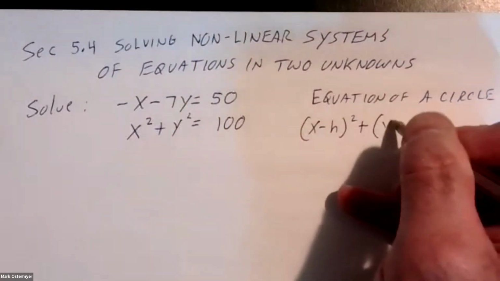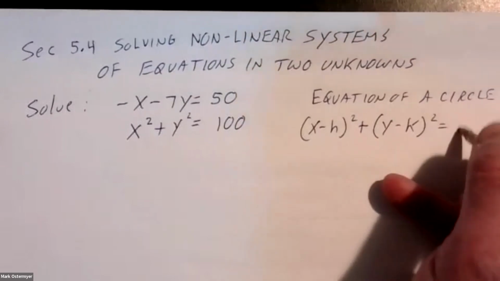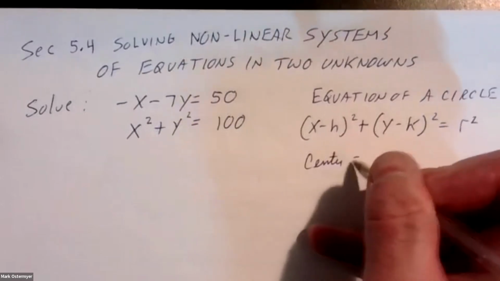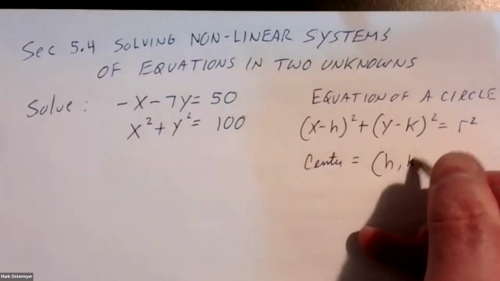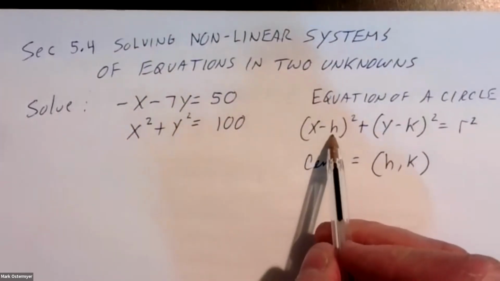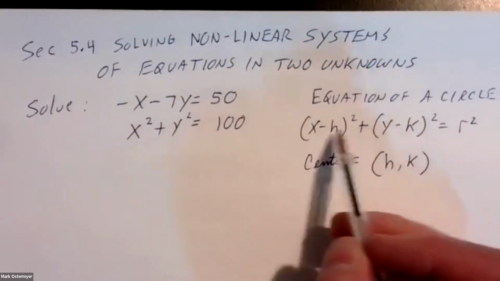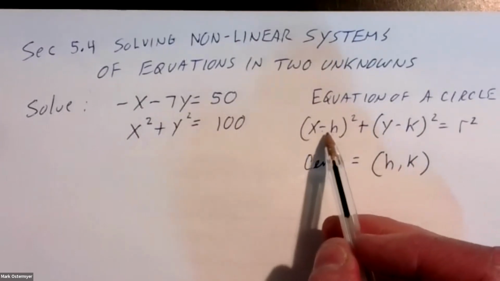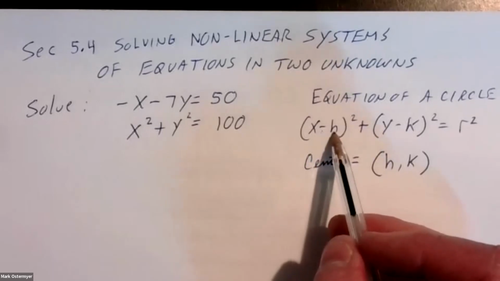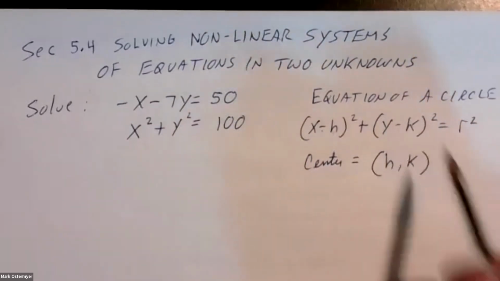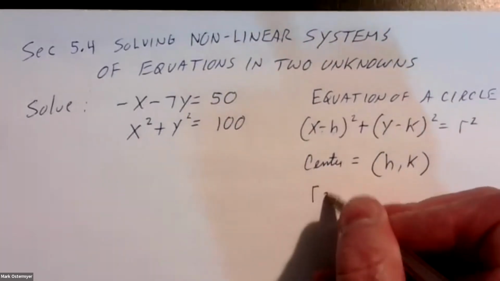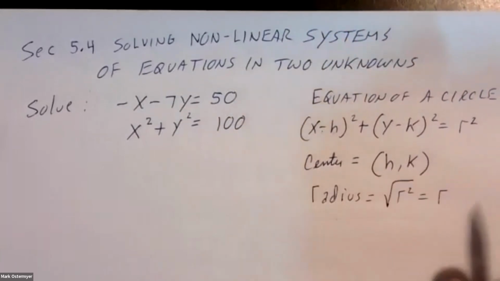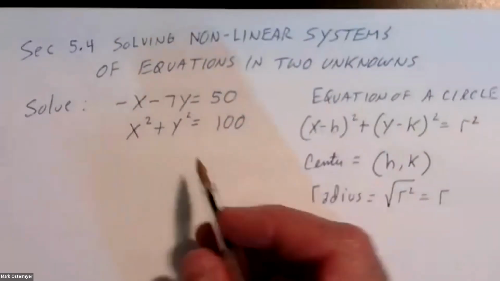So this is an equation of a circle where the center of the circle is going to be the ordered pair (h, k). These coordinates are just the opposite of what sign you see here. So if you see a minus sign here, that means this is going to be a positive coordinate. If you see a plus sign here, this will be a negative coordinate. Likewise here. Okay, and the radius of the circle is just going to be equal to the square root of r squared, or just r. So this is the equation of a circle.